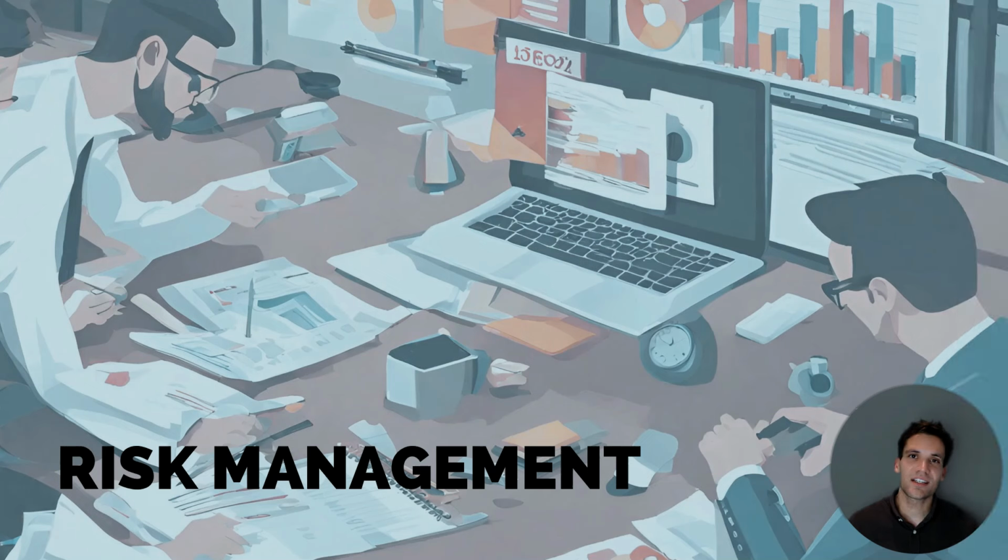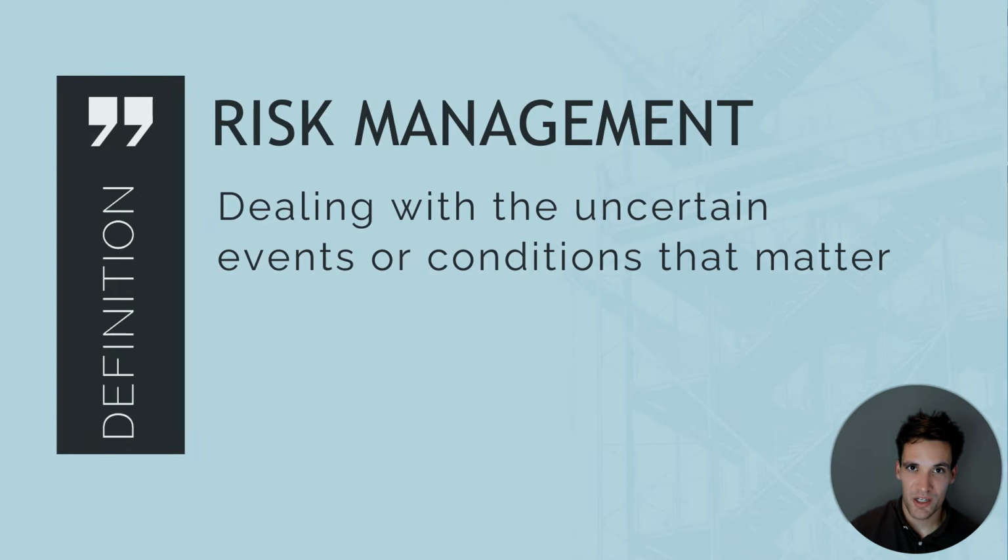Okay, in this section, I'm going to be talking about project risk management and how we can use ChatGPT to do that. Risk management is dealing with the uncertain events or conditions that matter to the project. So if something's uncertain, meaning we don't know the outcome, and it matters, which means it has an impact on the project objectives, then we can classify it as a risk. And risk management is the process we follow to deal with this uncertainty.